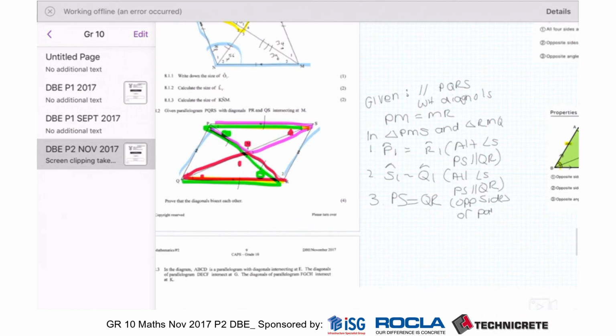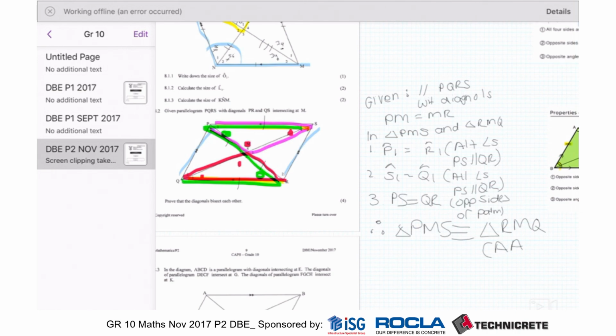Therefore, triangle PMS is congruent to triangle RMQ. Your reason, you have to state angle, angle, side. And if that is true, PM is equal to MR, and also MS is equal to MQ, which is also my other diagonals. Okay, that is a proof. That is how you set out the proof. I hope that that makes sense. It's how to prove congruency in a parallelogram.